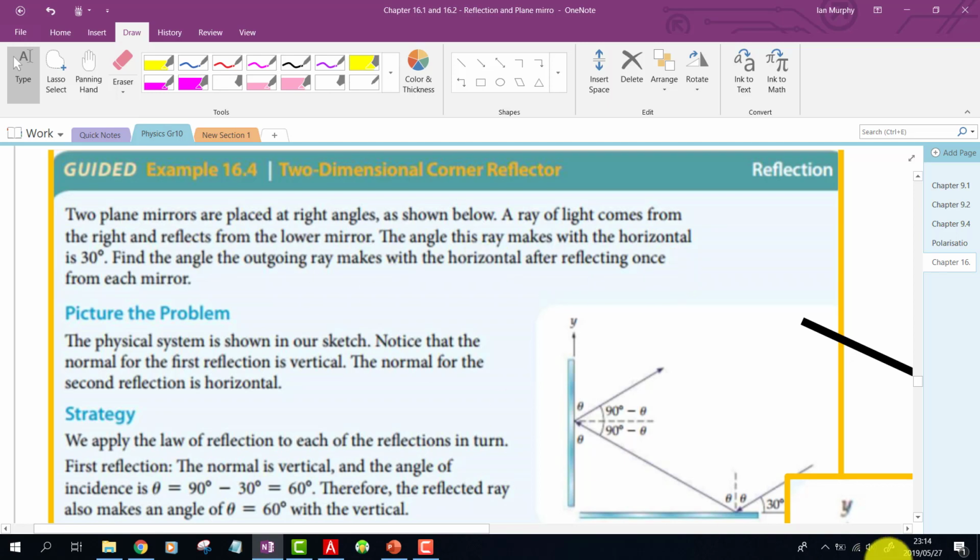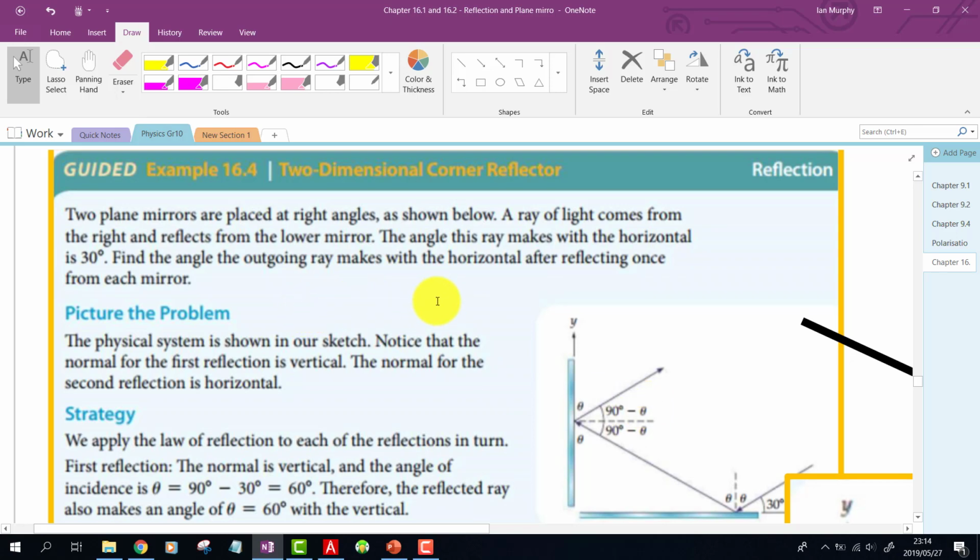mirror. Okay, so it's coming in at 30 degrees, it reflects off once, it reflects again, and then we know that this is the horizontal and this is also representing the horizontal. Both of them are in the same plane. So we want to find that angle right there, 90 minus theta.